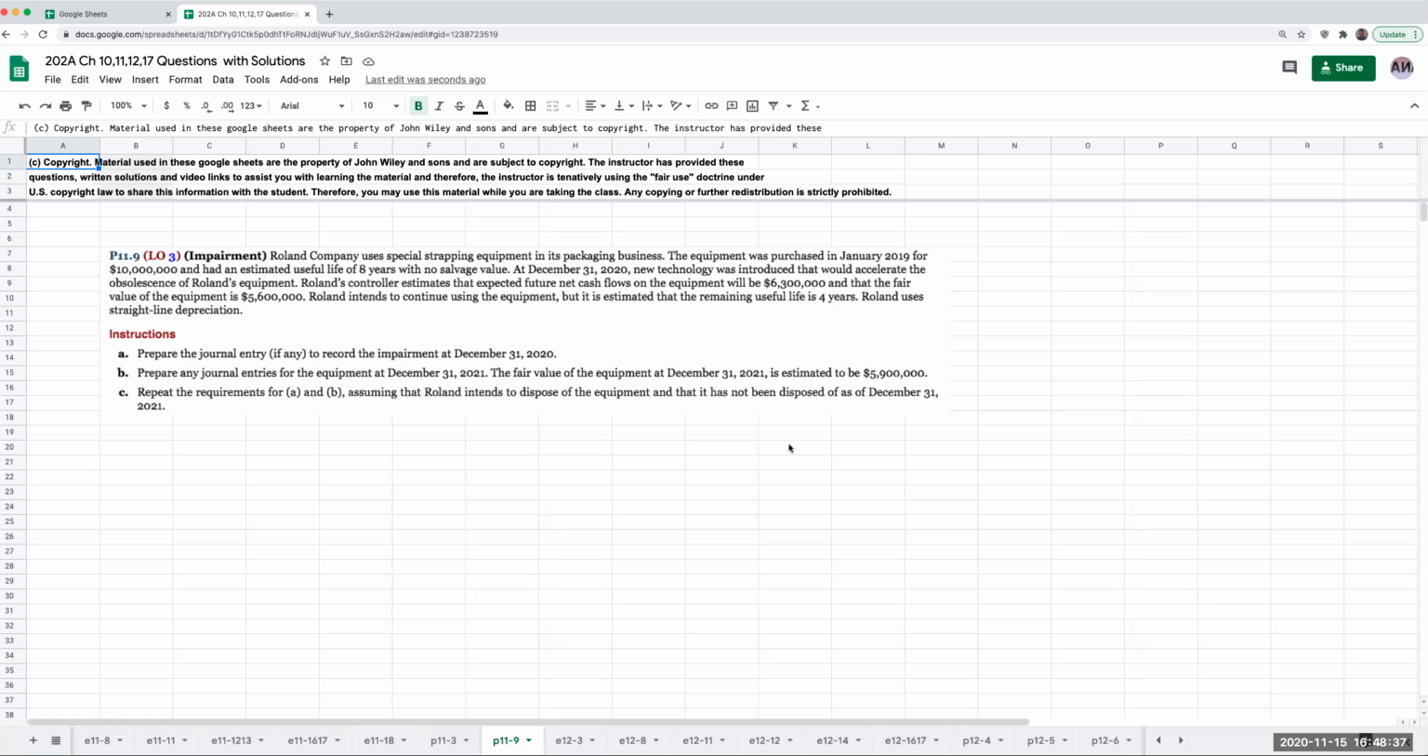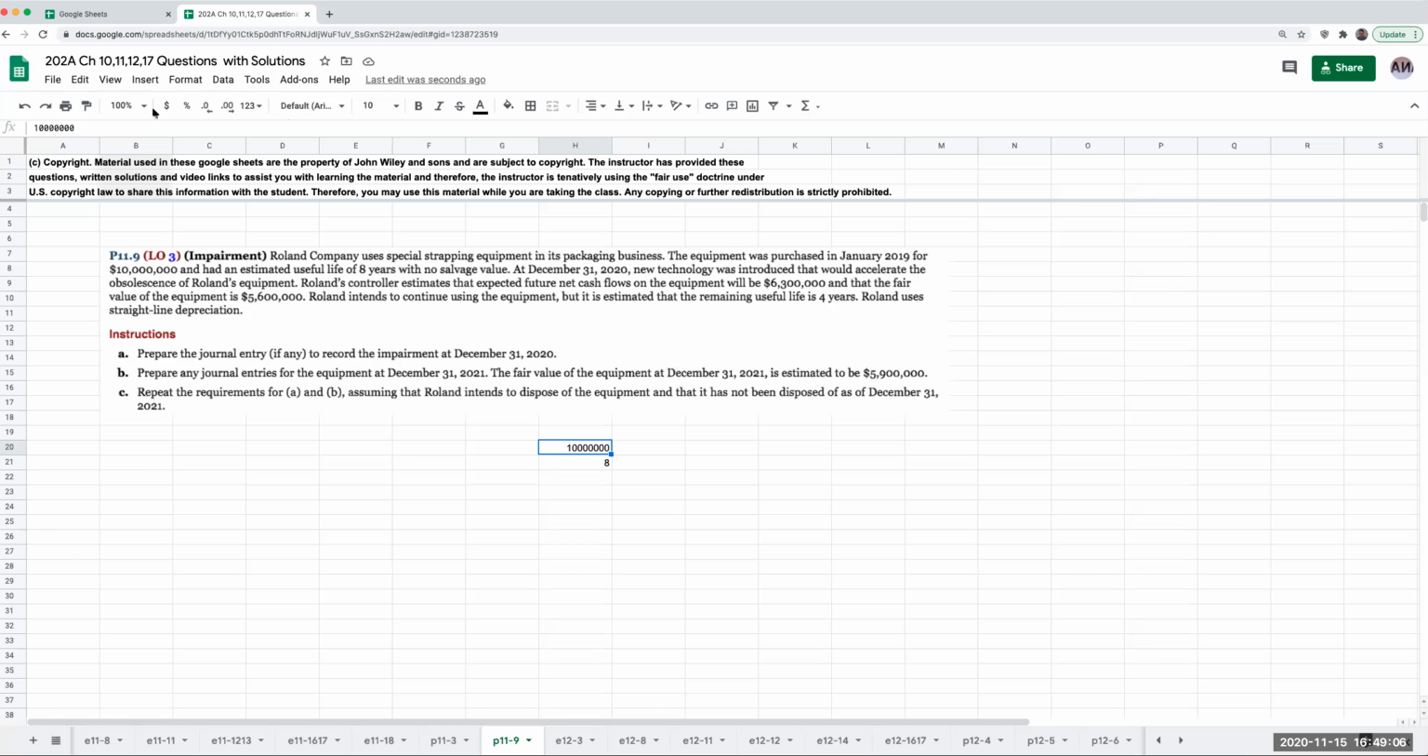So Roland Company uses special strapping equipment in its packaging business. The equipment was purchased in January 2019 for $10 million. It had an estimated useful life of 8 years and no salvage value. And on December 31st, new technology, basically the net cash flows and the fair value. So they use straight line.